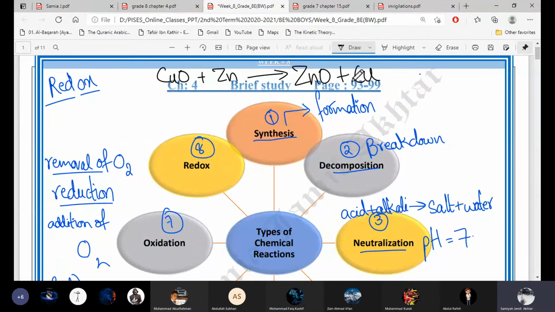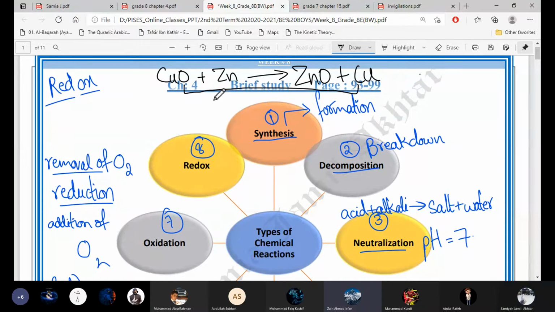This is a simple displacement reaction, but this reaction can also be a redox reaction. Because see here, CuO, copper oxide, is changing into only Cu. So it means oxygen is removed from it. So from CuO, copper oxide, to copper, what is this process called?